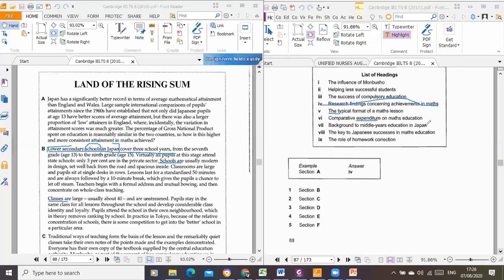Background to middle years education in Japan. So this one looks more like it. It's providing an overview. But then, is it a middle school? The key to Japanese successes in math education, they haven't talked about any factor at all. The role of homework, they haven't really talked about homework in paragraph B, okay? So the background to middle years education in Japan looks more like it. We know it was talking about age 13 to 15, which is what they call the middle years. Yeah, you agree with me that this is the answer. It's just an overview of how the secondary school looks like for the students in Japan.